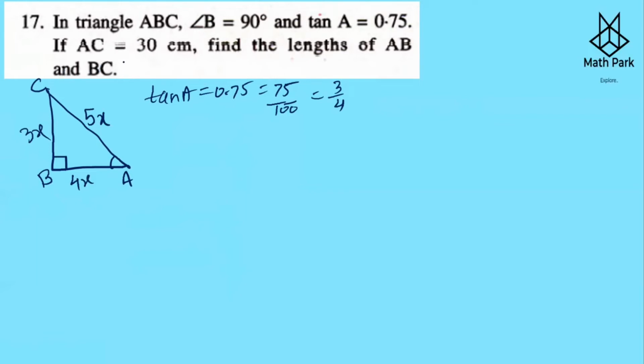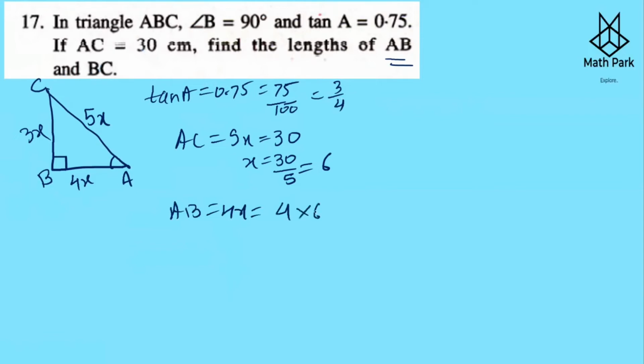Now AC is given as 30. So you have AC is equal to 5x, which is equal to 30. So you get x is equal to 30 upon 5, that is 6. Then you are asked to find the length AB. So AB is equal to 4x, that is 4 times 6, which is 24 centimeters. Then you are asked to find BC. So BC is equal to 3x, that is 3 times 6, which is 18 centimeters. Easy, that?